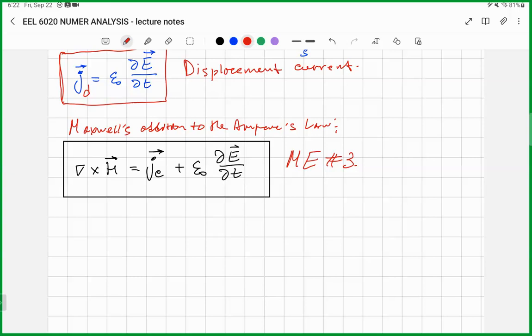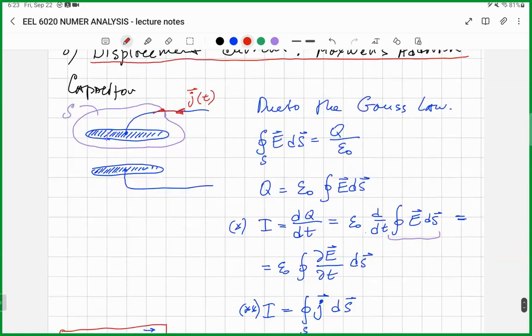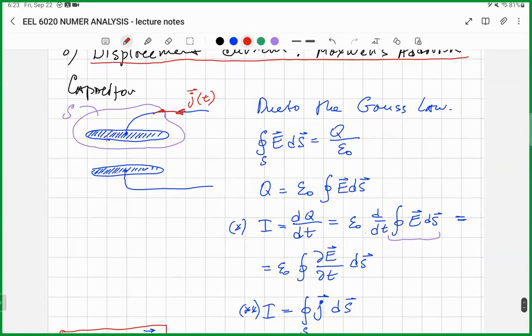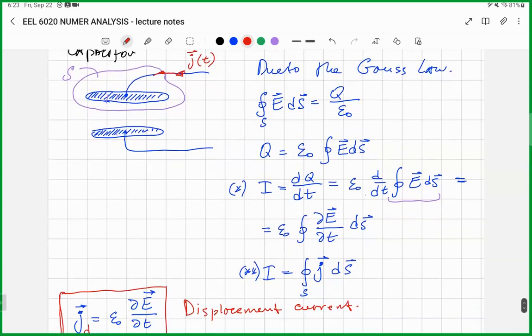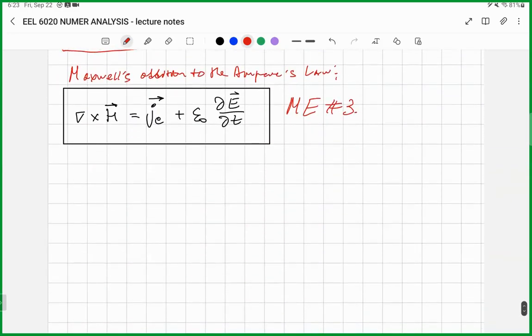And it has many, many consequences. Of course, one consequence is that if you ever connected a capacitor to an AC current, you notice that the AC current can actually go through the capacitor, so it conducts the current, and this term here describes this effect. Other consequences, of course, are the existence of electromagnetic fields, as we will see shortly. Okay.